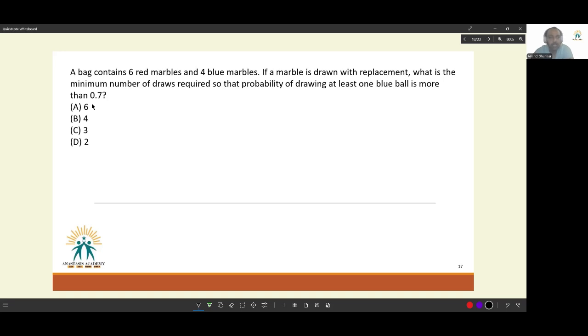Next question. A bag contains 6 red marbles and 4 blue marbles. If a marble is drawn with replacement, what is the minimum number of draws required so that the probability of drawing at least one blue marble is more than 0.7? Okay. For this, simply see, probability of drawing a red marble is 3 by 5. So probability of drawing a blue marble is 2 by 5. But we are not looking for the probability of drawing a blue marble. We are looking for the probability of drawing at least one blue marble.